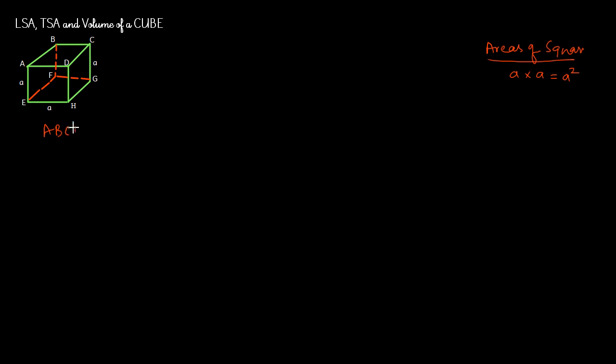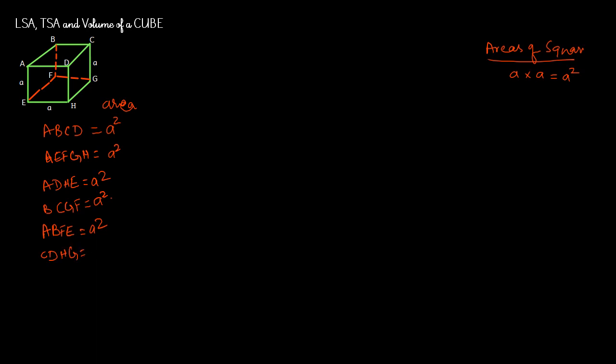ABCD is a square. The area of that is going to be a square. And similarly, EFGH, the area of that is a square. Similarly, ADHE is also a square. BCGF is also a square. And then two more sides, ABFE is also a square, and CDHG is also a square.